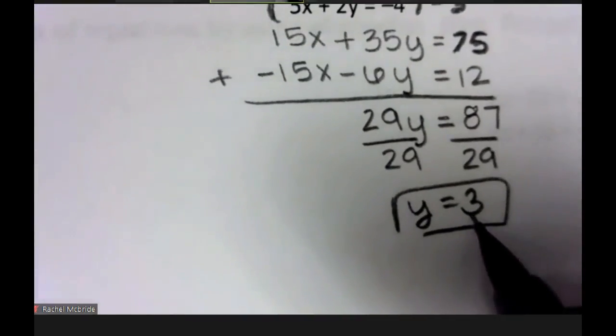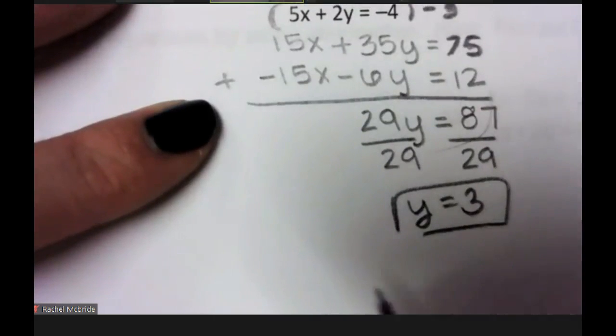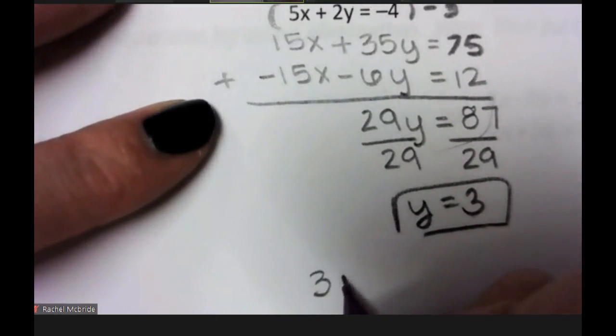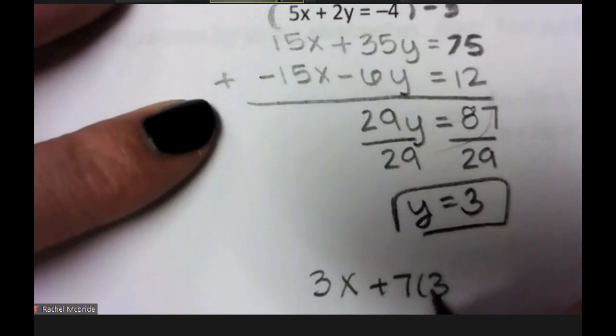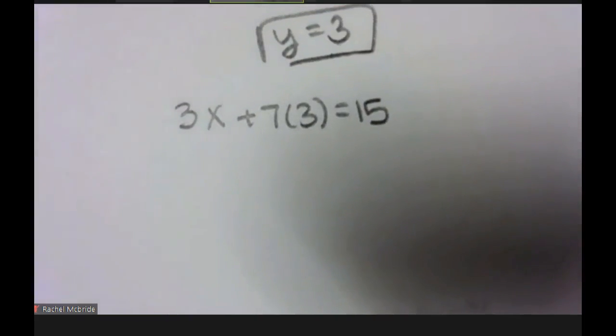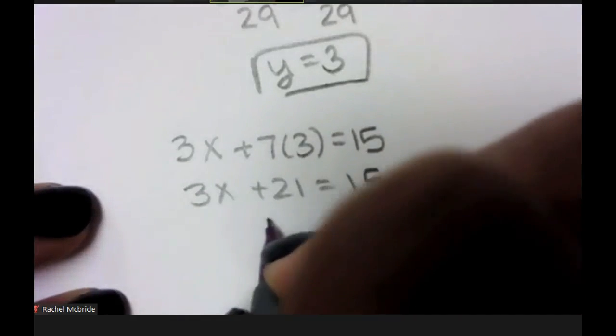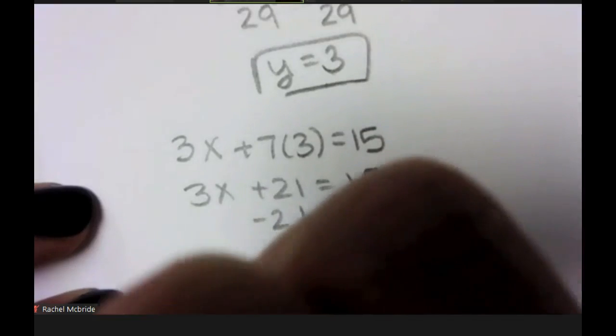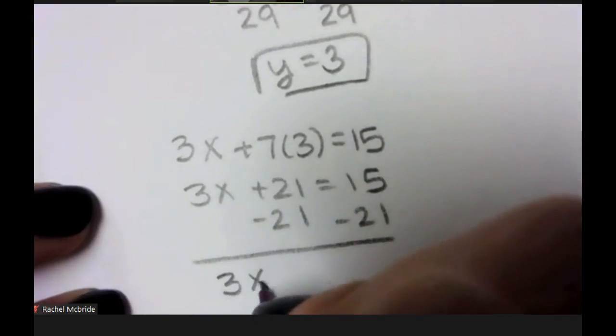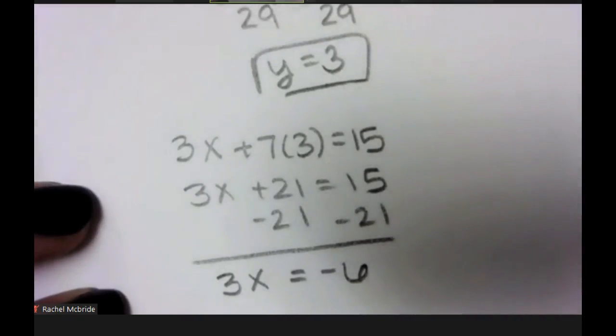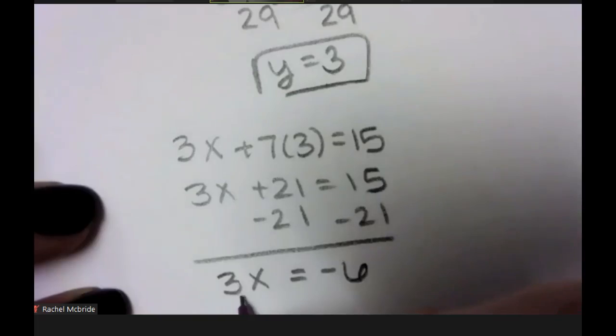We have to take that 3 and plug it back in. So you get 3x plus 7 times 3 equals 15. So 3x plus 21 equals 15. Subtract 21 from both sides, and we get -6. Divide by 3, and I get x equals -2.